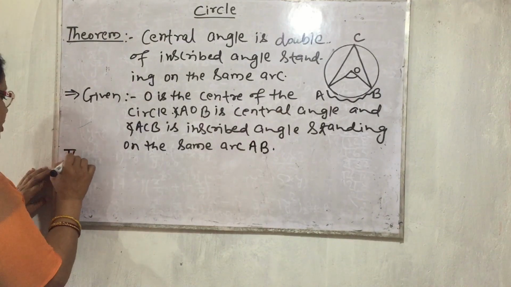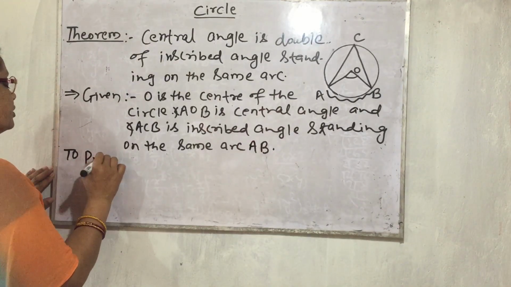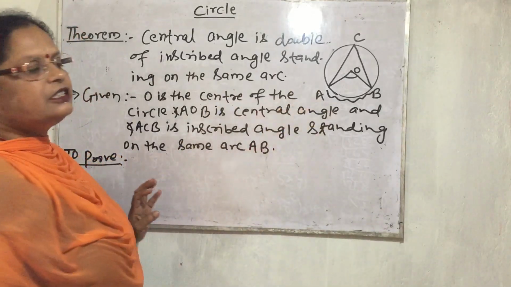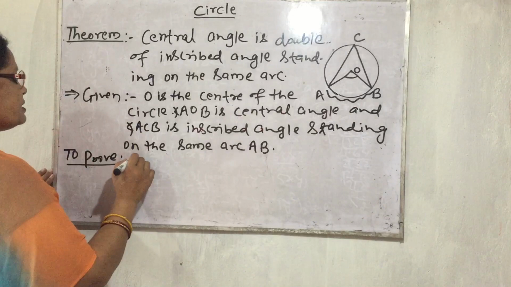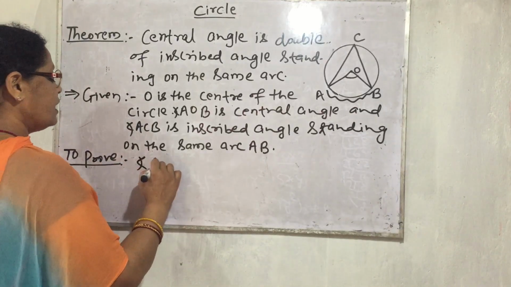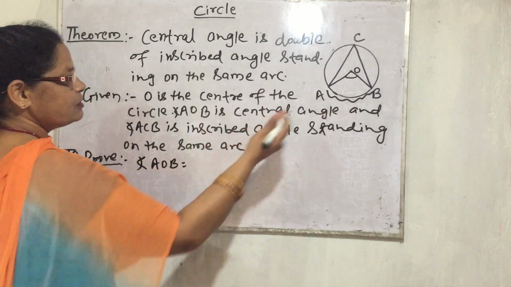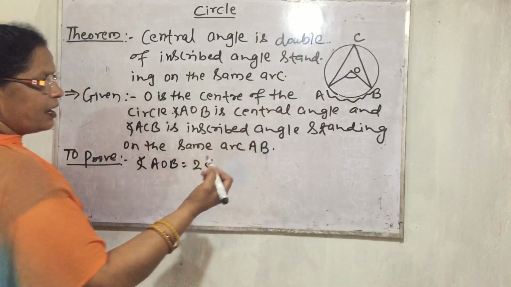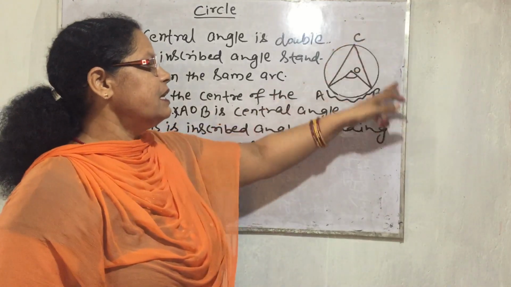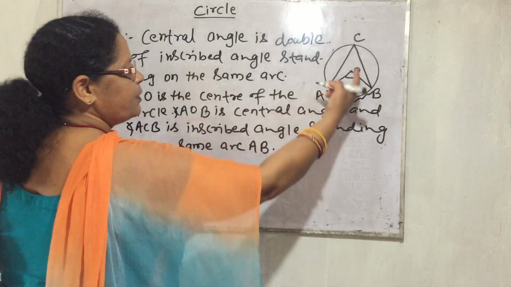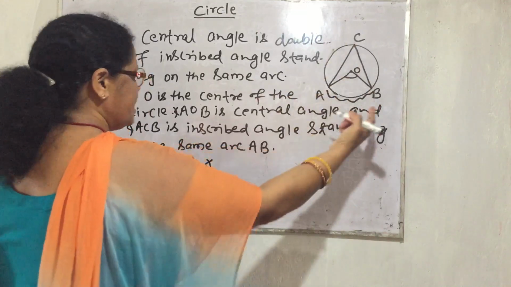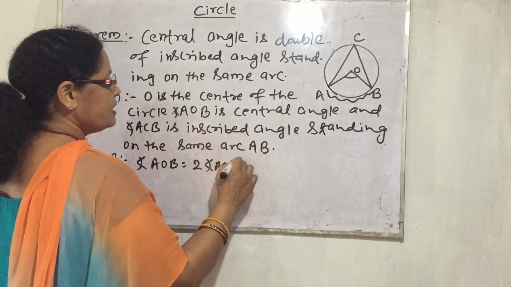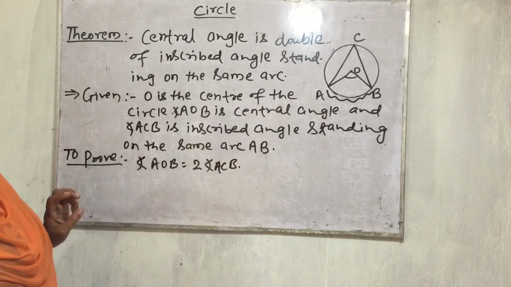Now we have to prove. To prove, what do you have to prove? The central angle is double the inscribed angle. That means we have to prove angle AOB, the central angle, is double the inscribed angle ACB. So angle AOB equals double of angle ACB. This we have to prove.